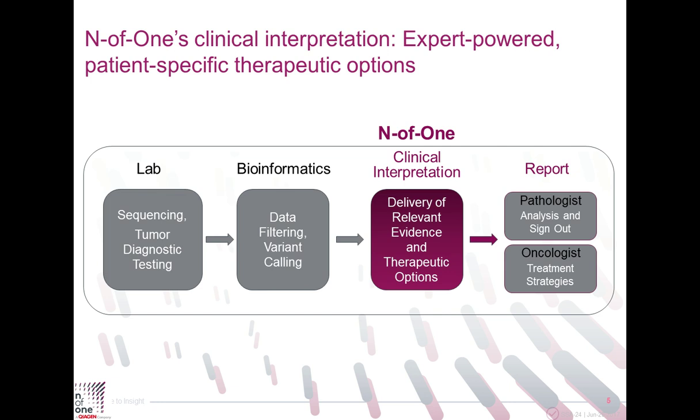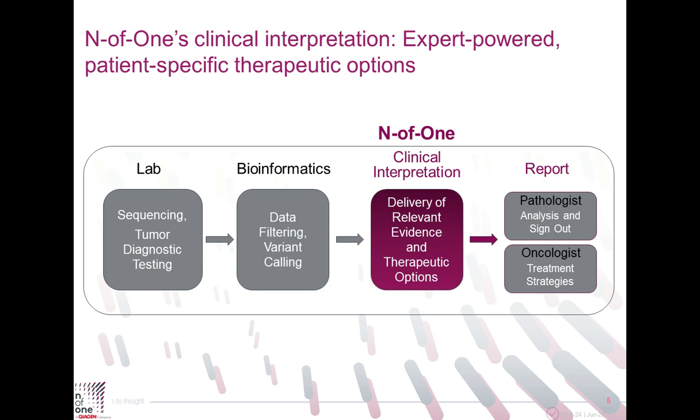So where does N of 1 fit in this workflow? The maroon box labeled clinical interpretation shows the N of 1 position. N of 1 is not a lab. We do not do any sequencing. We don't do sequence alignment, variant calling, or filtering. The bioinformatics pieces you can do using QCI. N of 1 starts at the point after the variants have been called and filtered.